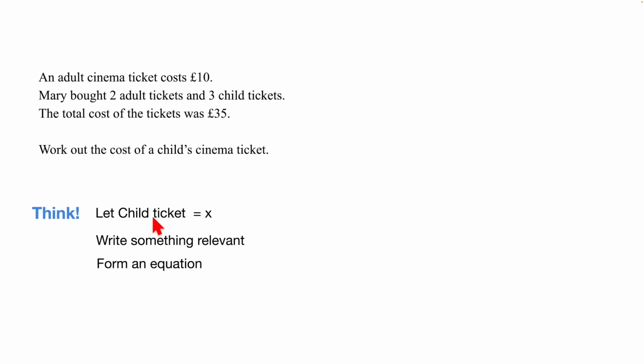Here is another example. It's slightly different because there isn't a classic equation about an area to start us off. We have to do a bit of thinking. An adult cinema ticket costs £10. Mary bought 2 adults and 3 child tickets, and the total was £35. We don't know the cost of a child's ticket, and that's what they are asking us. So we're going to have a think. We're going to let the child's ticket equal x, and we're going to write something relevant which will work into an equation which we will solve to find x.